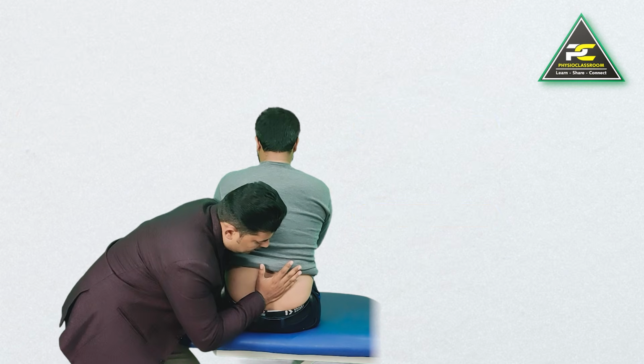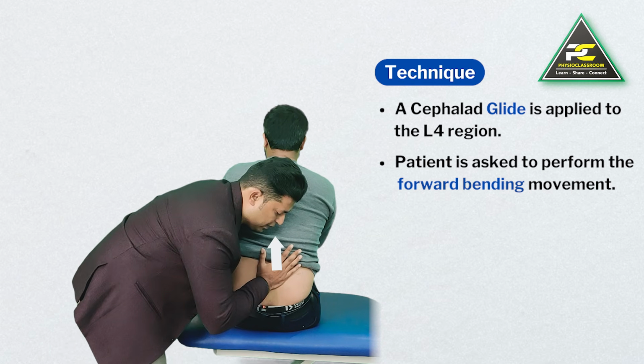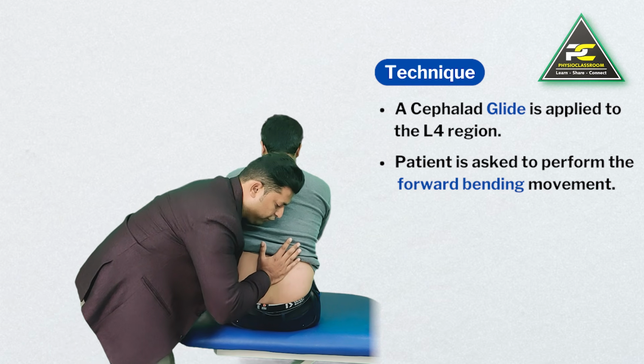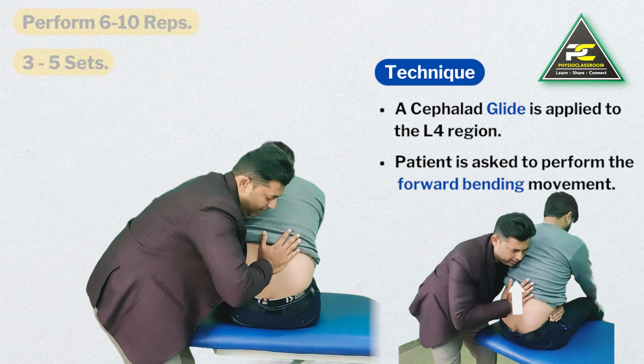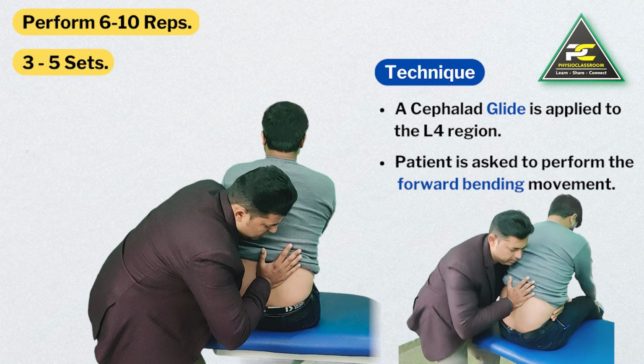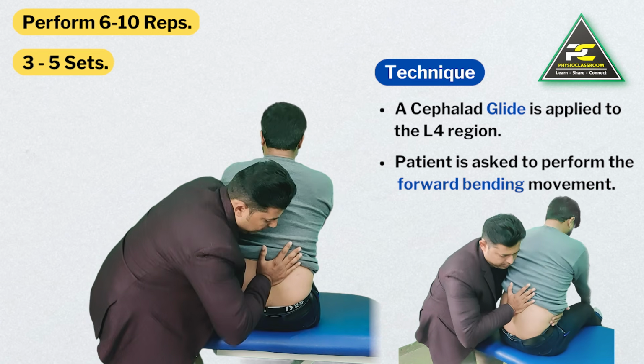And now from here, the therapist is going to give a cephalad glide to the L4 region and now is going to ask the patient to perform the forward bending movement. The glide is going to remain maintained and the patient is going to come back, and this has to be performed for around 6 to 10 repetitions and 3 to 5 sets.